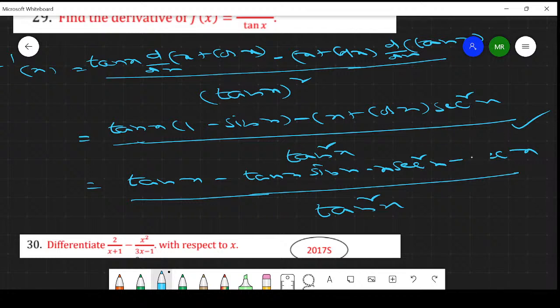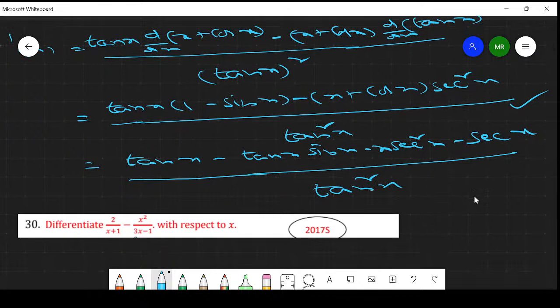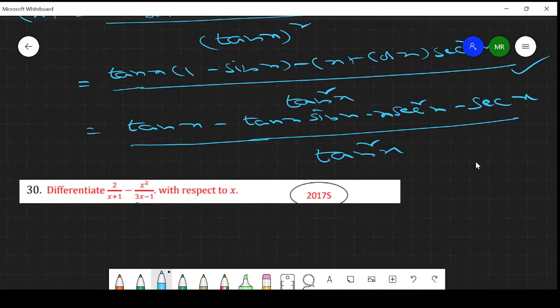Right, this is secant x minus secant x. You can stop here, enough. No need to simplify more than that, that will be enough. Yeah, that is the previous step, better to stop there.